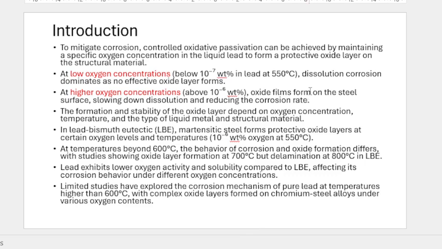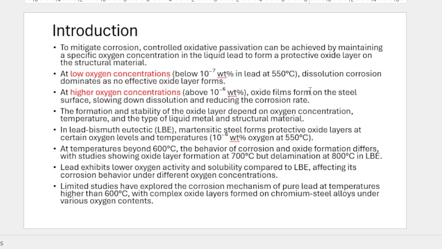the formation and stability of the oxide layer depend on oxygen concentration, as we mentioned before. In lead bismuth eutectic, martensitic steel forms a protective oxide layer at certain oxygen levels and temperatures, for example 10 to minus 6 weight% at 550 degrees C. At temperatures beyond 600, the behavior of corrosion and oxide formation differs, with studies showing oxide layer formation at 700 degrees C but delamination at 800 degrees C in LBE.